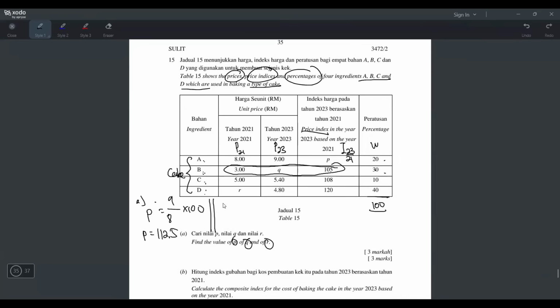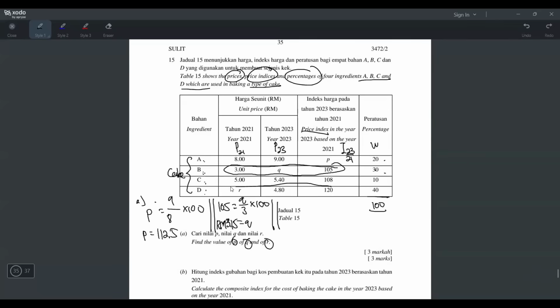Same formula. The I is 105 this time, but this time the price on top will be Q. Okay, because always put the price in the latest year on top. And then the price in the older year, 3, put at the bottom, times 100. Okay, you can find Q now. 105 divide 100 is 1.05. 1.05 times 3, press calculator. 3.15. This one I recommend you write RM because it's a price. So RM 3.15.